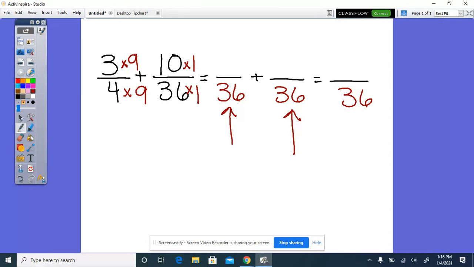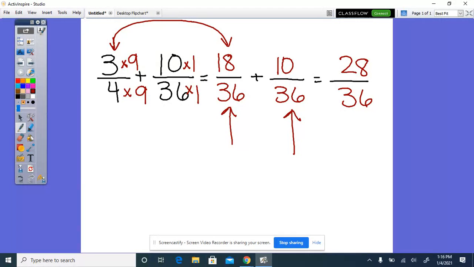Now you're just plugging numbers in, right? 3 times 9 is 18. Notice that this is in the first blank. So it goes in the first blank on the other side of the equals. It has to be in that same position because when we get to subtraction, that can mess up your problem. 10 times 1 is 10. Okay, so now my new problem is 18 over 36 plus 10 over 36, which is 28 over 36.